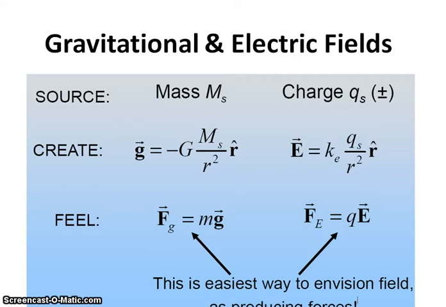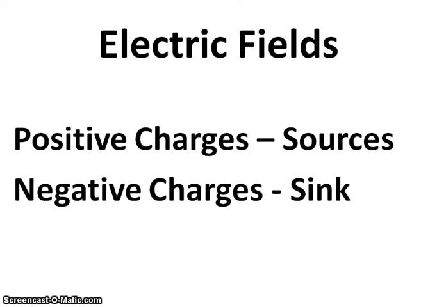Similarly, for electric fields, the charge, that is a positive or a negative charge, acts as a source for electric fields. From Coulomb's law, we can say that the force due to the electric field can be given as Q into E, where Q is a charge and E is the electric field in the medium. There are two types of charges, the positive charge and the negative charge. The positive charge acts as a source for electric fields, and the negative charge acts as a sink for the electric fields.